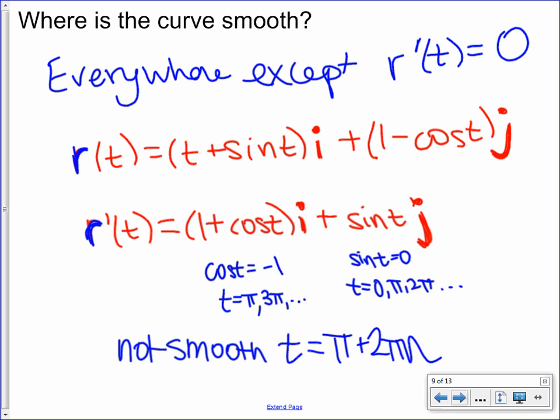Pi plus 2 pi, yeah, yeah, that one. Okay, where n is an integer.